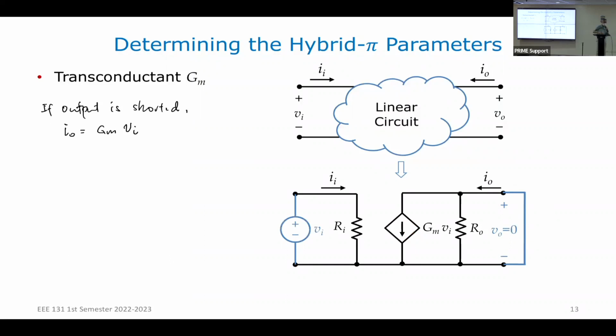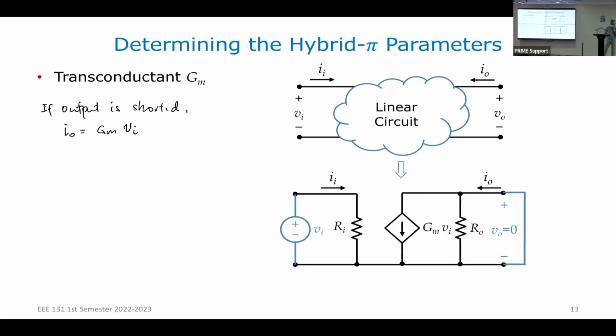No? Gaya ng sinabi ko kanina, kung i-short ko 'to, okay, then all of the current here will just flow through my short. Dahil short 'to, no? None of the current will flow through the output resistance. So ang current ko dito lang mag-flow. So I of O will be gm V of I. What is V of I?